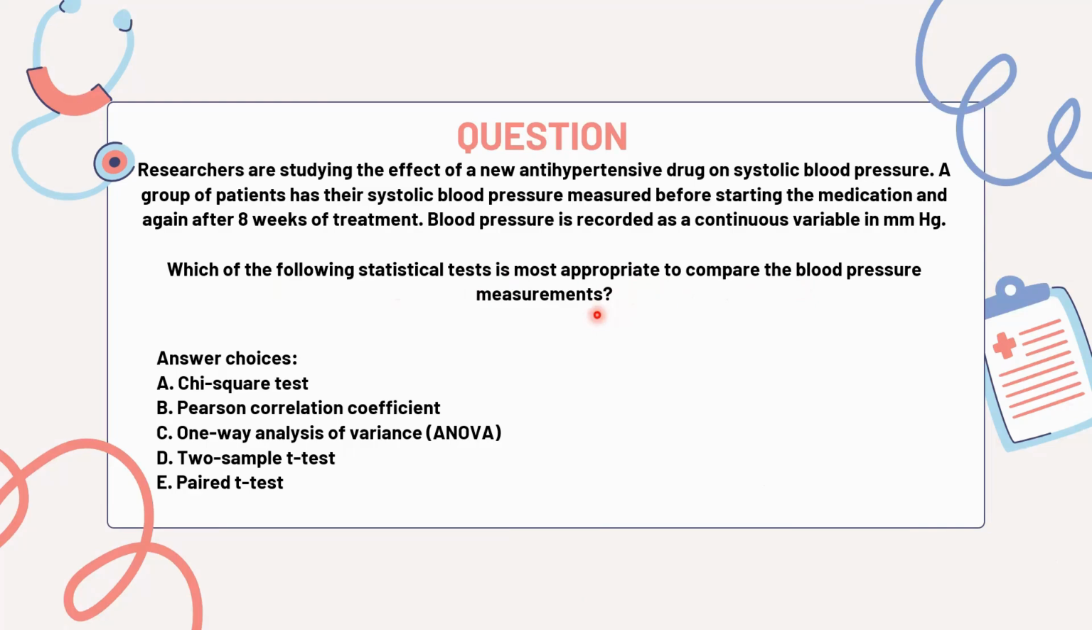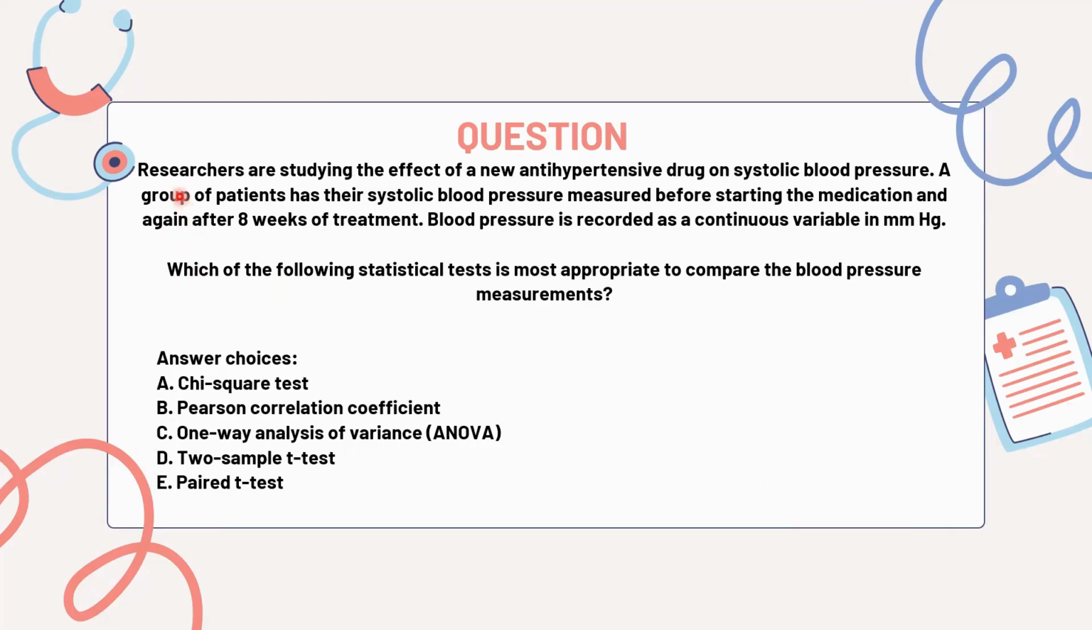So when we think about it, we think about a numerical value that needs to be compared. And when looking at the answer choices, we need to look for those that are concerned with numerical values. So the chi-square is categorical, so it's most unlikely to be the answer. Pearson correlation coefficient is related to association, not hypothesis testing, so it's less likely. There is one-way analysis of variance, or ANOVA, two-sample t-test, and paired t-test that are concerned with numerical values. So one of these three will be our choice.